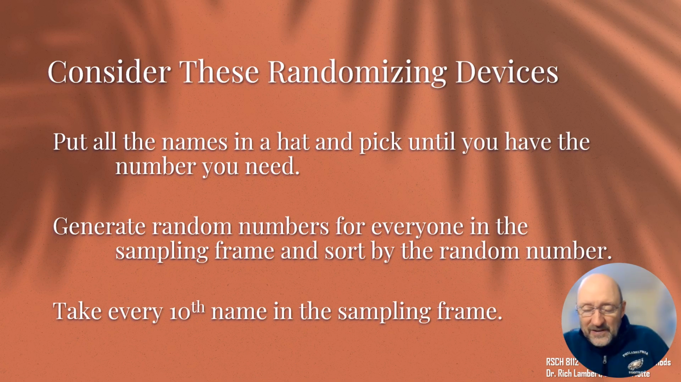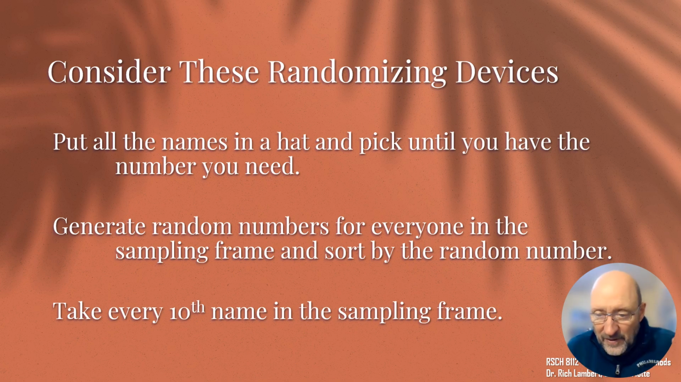Okay, now let's talk about which one is the best. Well, I'll give you a hint. I already told you that the first one doesn't work because it doesn't handle duplicates and replacement. The third one is pretty good, actually, especially if you take a random starting point from 1 to 10. If you do that, you take every 10th one until you get the number you need, that's awesome. Everybody in the population then actually has an equal probability of selection.